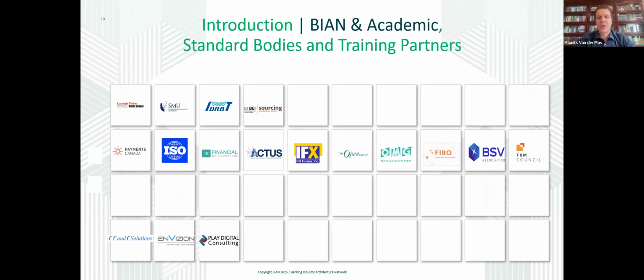But BIAN also has a connection with standard bodies and training partners. Here on the top end, you see the standard bodies. So the collaboration with the various standards bodies, such as IFX, the Open Group, and ISO, is such that BIAN exchanges the standard content, ensuring that nobody is reinventing the wheel, that all the standard bodies reuse each other's standards, and that it connects effectively with one another. And below, you also see the leading training organizations, education partners that are contributing to BIAN. They're also member organizations.